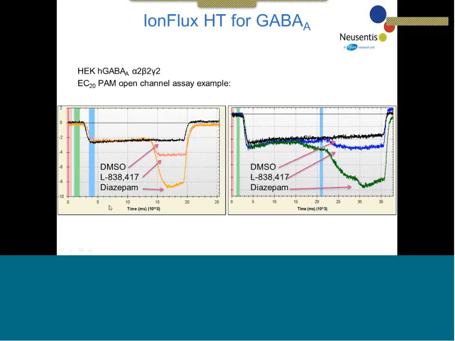The graph on the left is just a single concentration of the positive allosteric modulators. The graph on the right shows a concentration response to the positive allosteric modulators. So you can see in green we have diazepam with increasing concentrations being applied and overlapped, and then we can measure the enhancement at different time points here.